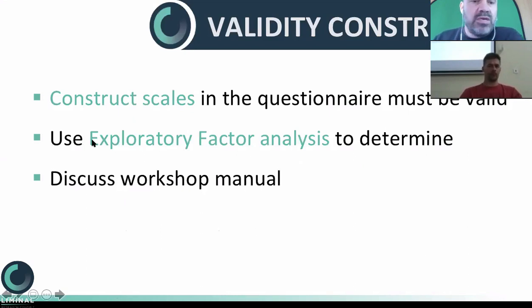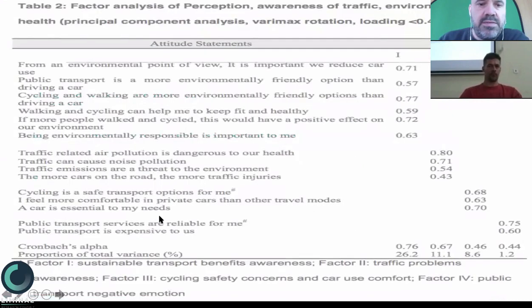Okay, we talked about exploratory factor analysis. The constructs must be valid. Looked at that. This is just another example. So if you look at this example here, it's about sustainable transport, or they look at factors of transport.